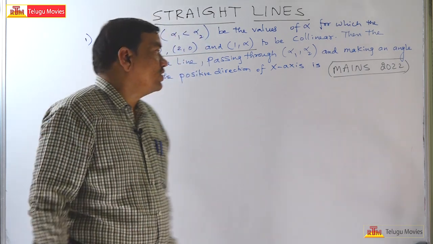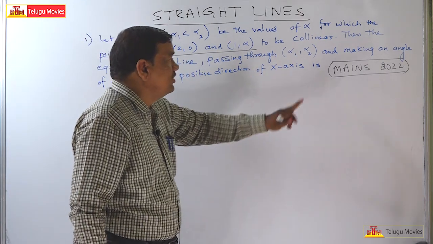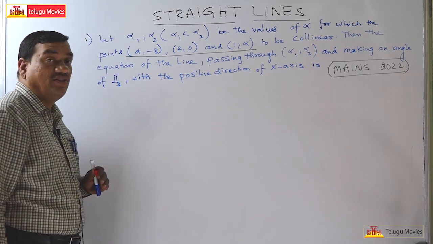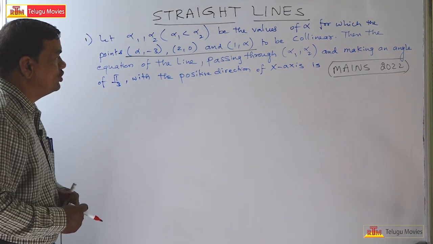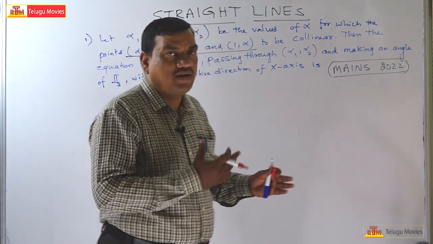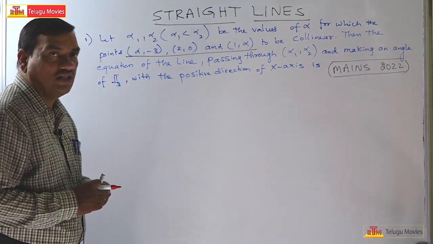Next, find the equation of the line passing through (alpha 1, alpha 2) and making an angle of pi by 3, that is 60 degrees, with the positive direction of the x-axis. Of course, options are also available, but first I will concentrate on the solution.